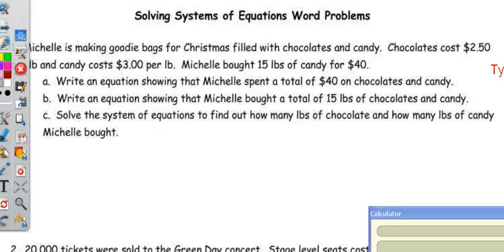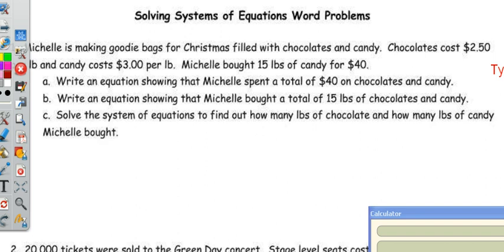All right, here we go. We're going to look at solving some systems, how we can write these equations for these word problems. Michelle is making goodie bags for Christmas filled with chocolates and candy. Chocolates cost $2.50 a pound and candy costs $3 per pound. Michelle bought 15 pounds of candy for $40.